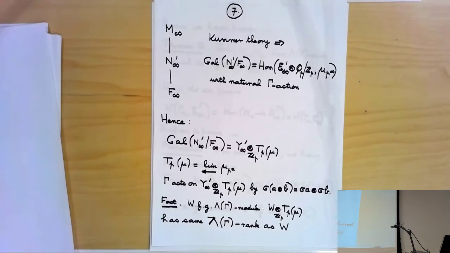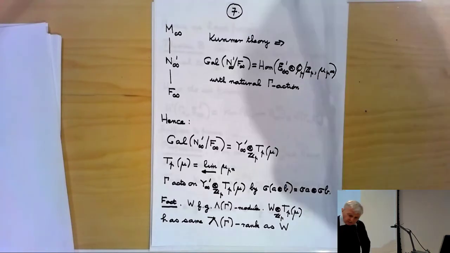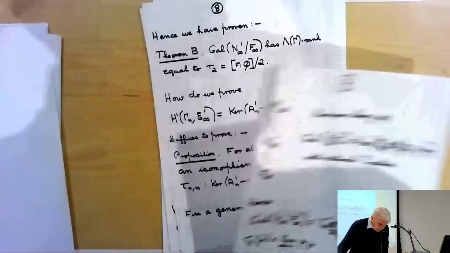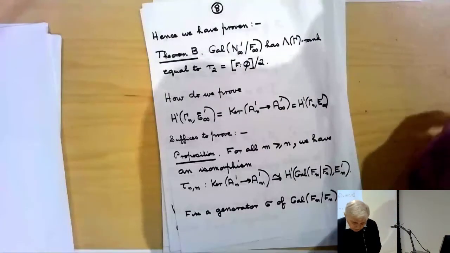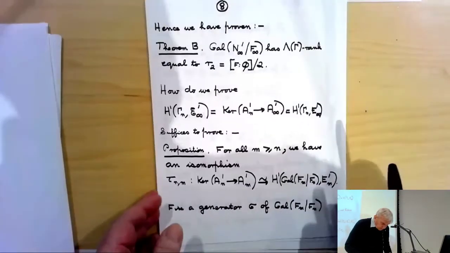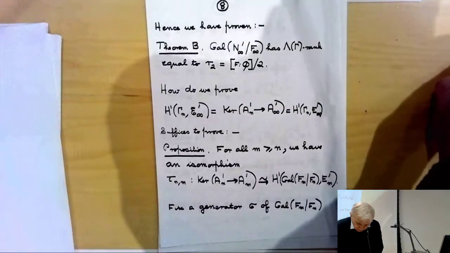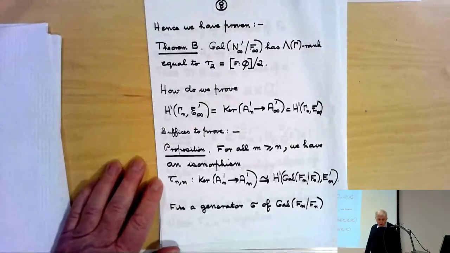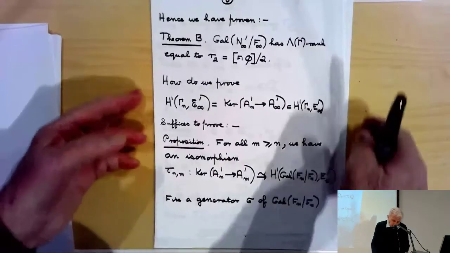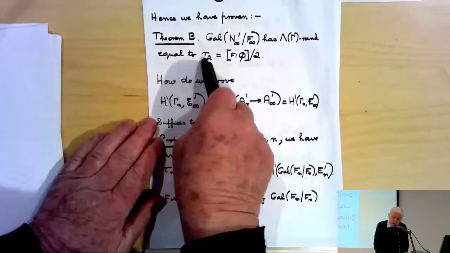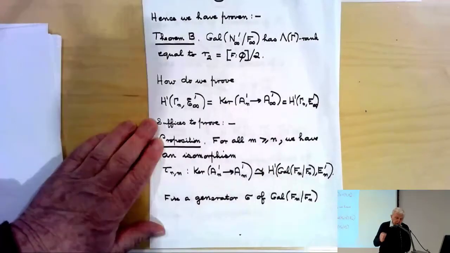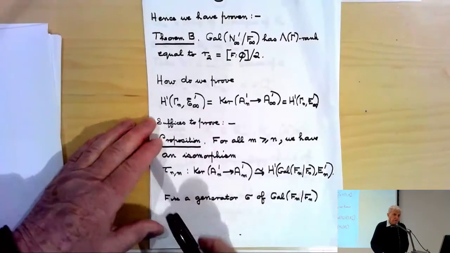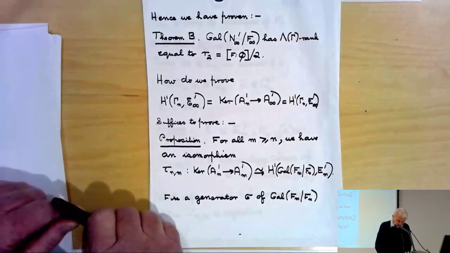So therefore, we have shown now, theorem B, that the Galois group of N infinity prime over F infinity has Lambda rank equal to R2, which, because the base field F has to be purely imaginary, is the degree of F over Q divided by 2.